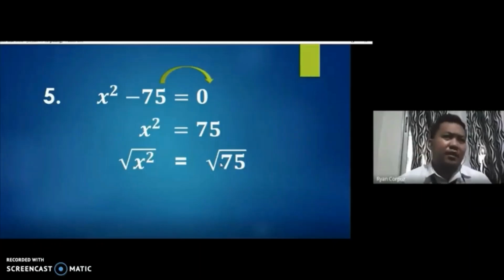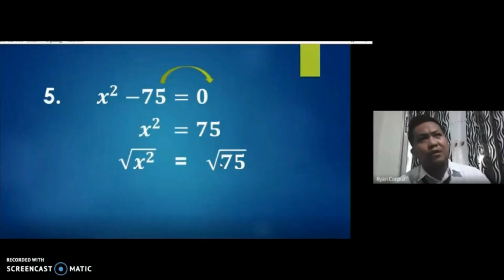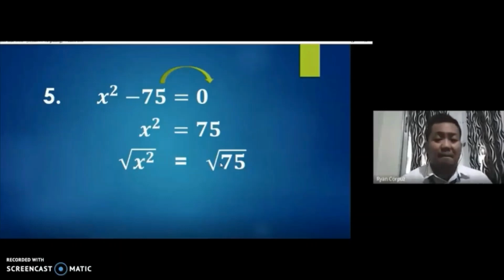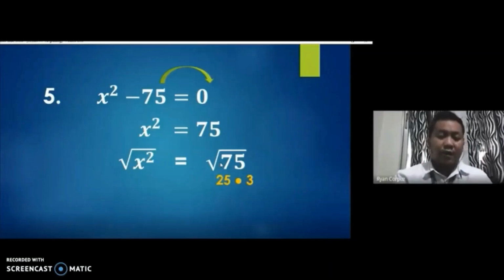What other factors of 75? Of course, aside from 75 times 1, what's the other factor? That's 25 times 3. Look at 25 times 3. 3 is prime already. Yung 25 ba, mayroon bang number na kapag imultiply sa sarili, ang sagot ay 25? Yes. And that is 5. So that's why the right factors for 75 are 25 times 3. So, 25 now is a perfect square.